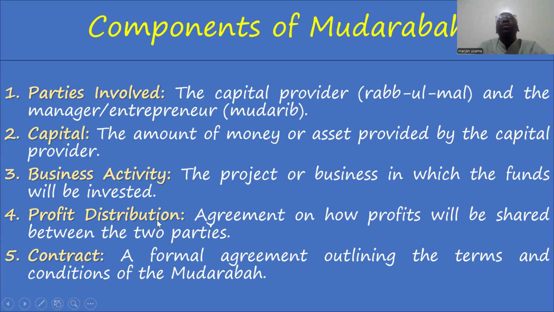Then profit distributions. There needs to be an agreement on how profits will be shared between the two parties. It should be written like Rabbul Mal is going to say, I'm going to give $100. And in case where we get profit, this is how we are going to share the profit: 40-60, 60-40, 70-30, 50-50. It has to be very clear.